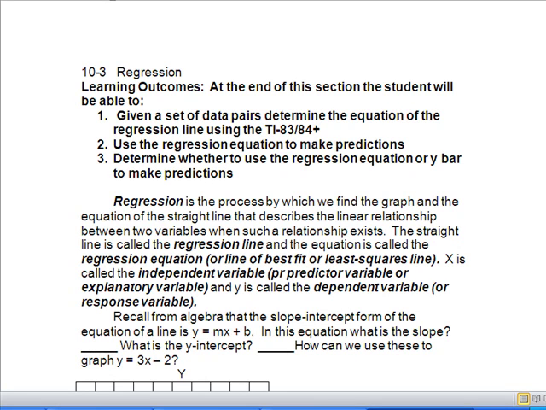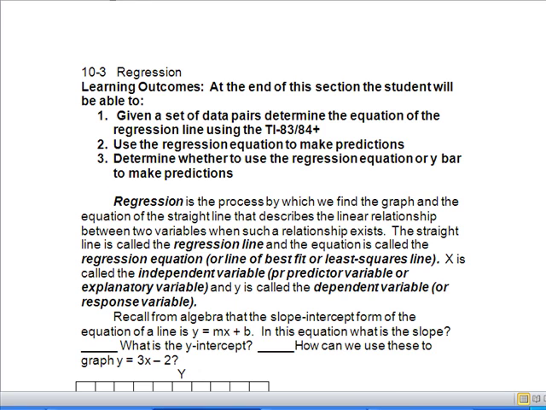Today we're looking at section 10-3 on regression, and our learning outcomes are as follows. By the end of the section we'll be able to take a set of data pairs and determine the equation of the regression line using the TI-83/84 Plus. We'll also be able to use the regression equation to make predictions and determine whether to use the regression equation or y bar to make our predictions.